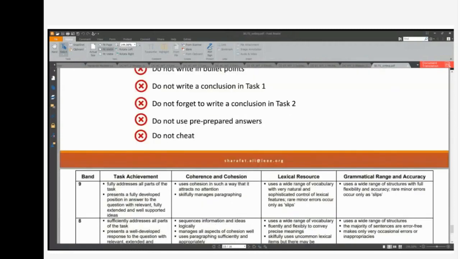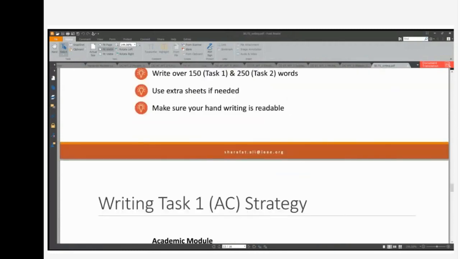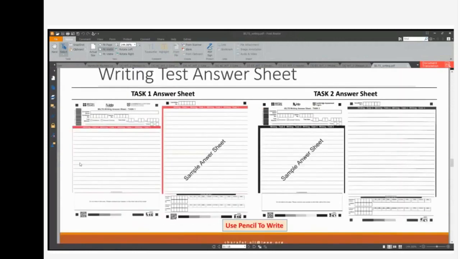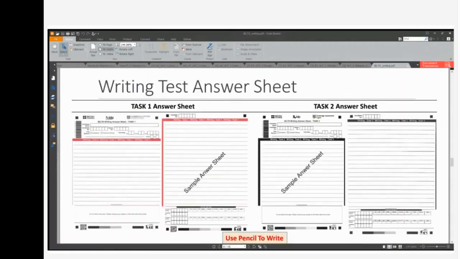Yeah, as you can see, the red ones are the answer script for writing task 1, and the black outline one are the answer script for writing task 2. You have to write your candidate name, your candidate number, center number, your module. You have to shade this particular box, and you have to write the date. These are the things. Make sure that your writing task 1 answers in the red paper and the writing task 2 answers in the black paper, and use a pencil while you're writing.